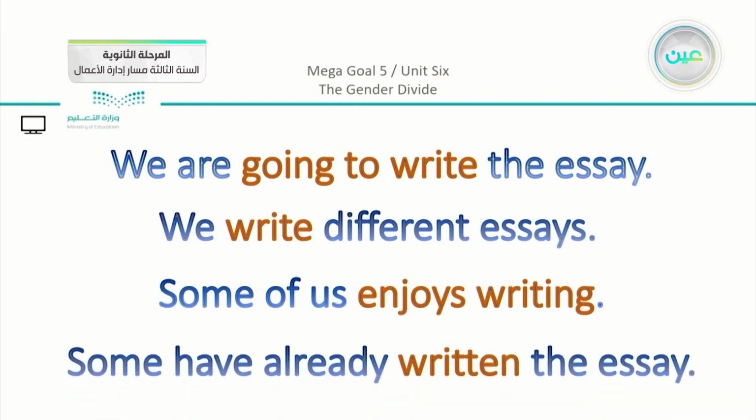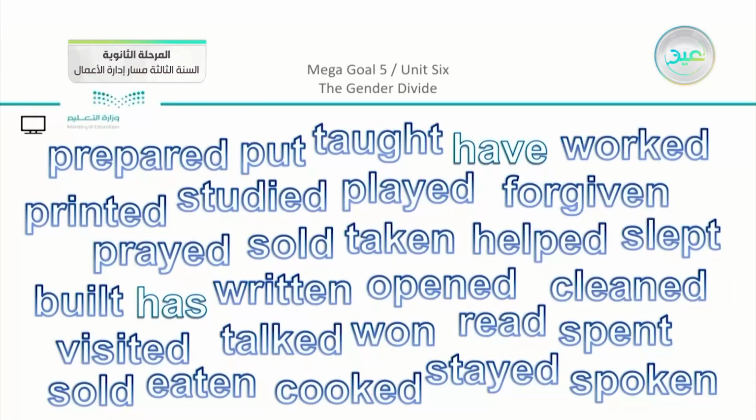So you can see that we have here different types of verbs. Some of them, like here, enjoy writing, we have the noun, or we have the gerund actually. We have, of course, going to write, which is the future. We write different essays, which is the present simple, and we have already written the essay. You can see that we have write, wrote, written, which is the past participle. Now, you can see that writing is in different forms.